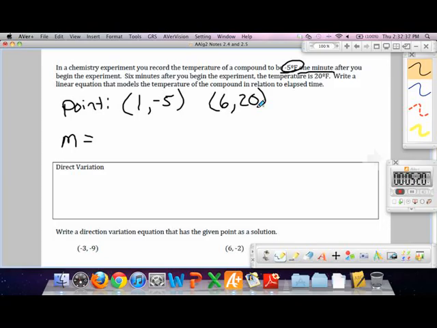So if the slope's 5, you can pick one of these 2 points and write the equation of our line in point-slope form. Okay? I'll leave that for you to do on your own.